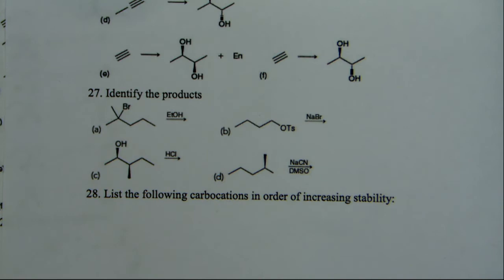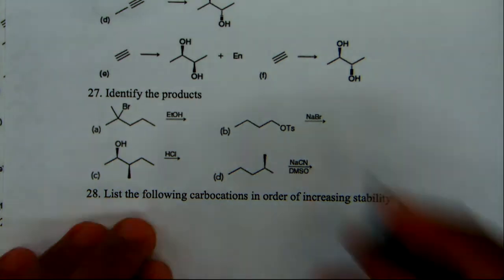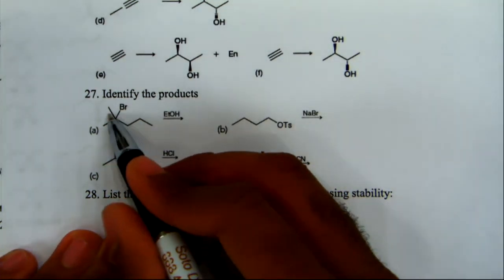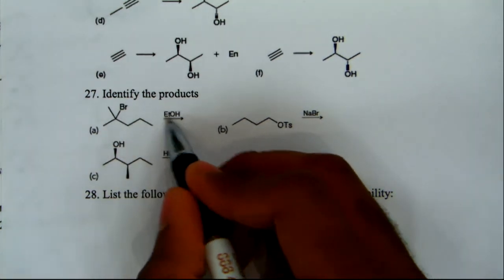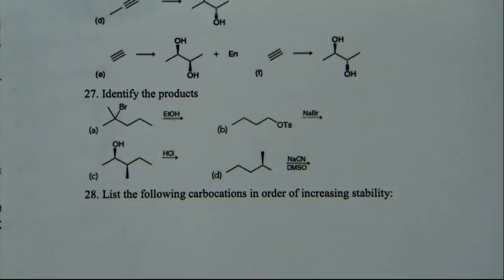The rest of these problems pretty much work the same, so I'm just going to move on to something different. It's like just identifying what the products of these would be. So these are pretty simple. We have EtOH. It's a weak nucleophile, weak base. So we're going to get, I guess it's products.